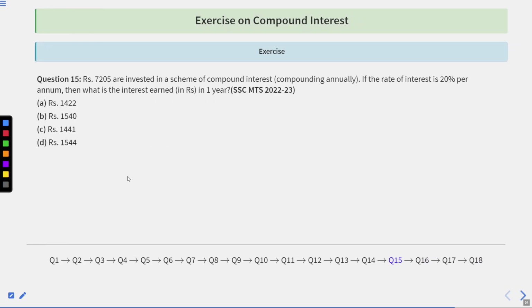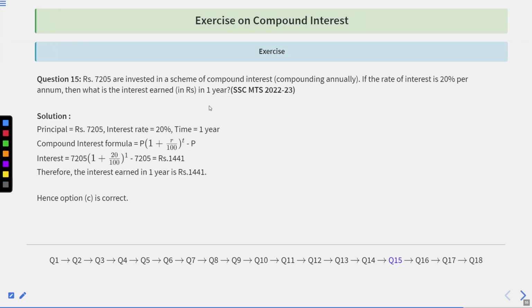So question number 15. Rupees 7,205 are invested in a scheme of compound interest, compounding annually. If the rate of interest is 20% per annum, then what is the interest earned in rupees in 1 year? So principal is equal to 7,205 and the interest rate is 20%. So time is 1 year.